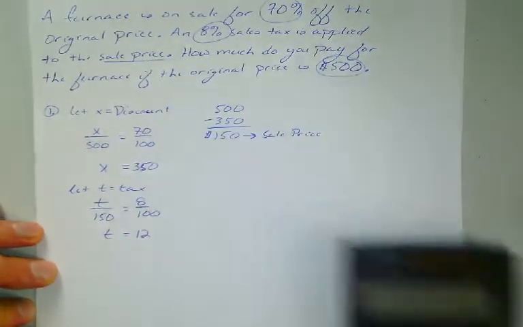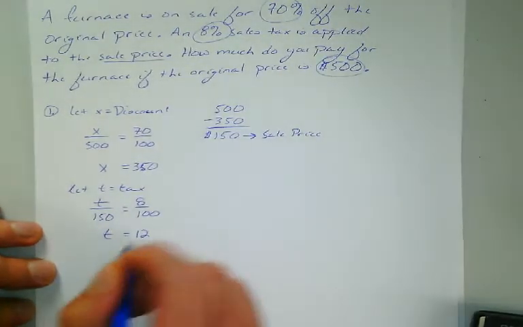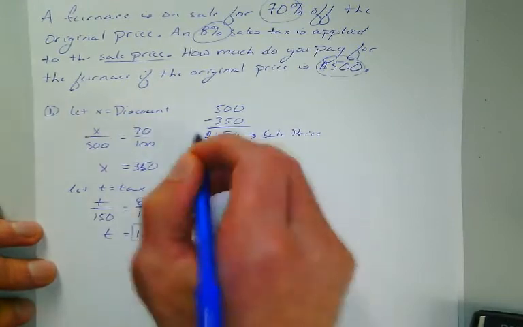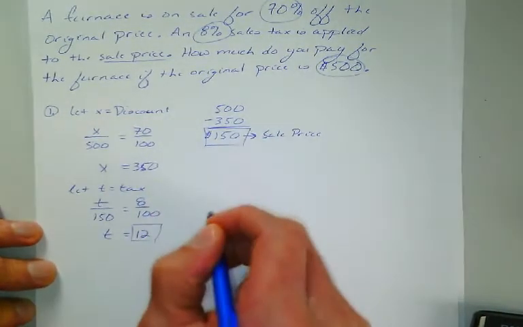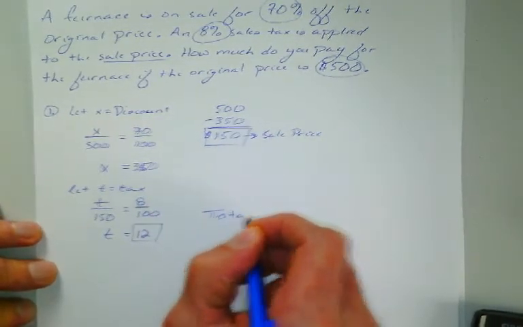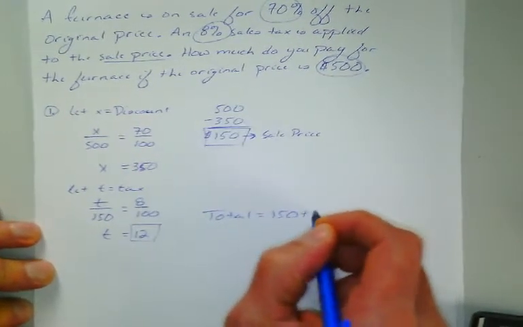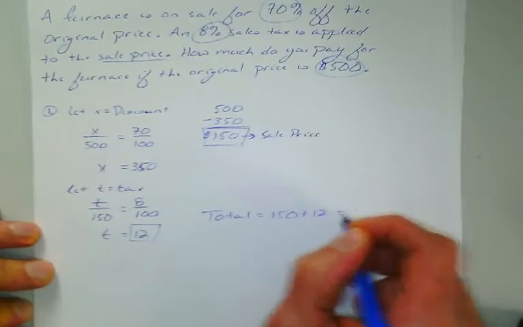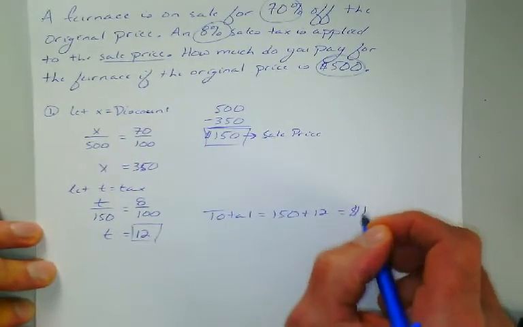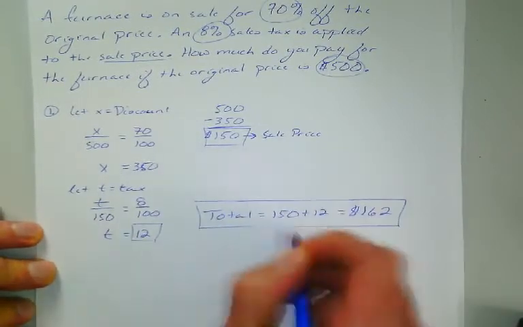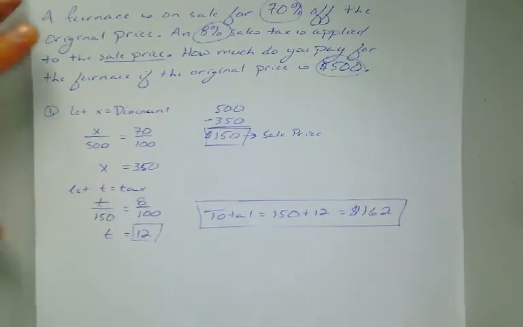Now taxes get added. So this is my tax. It now needs to get added to my sale price, which was $150. So my total that you pay for the furnace is going to be $150 plus 12, which gives me a total of $162. Now that's a cheap furnace. Those aren't realistic numbers. Furnaces cost thousands of dollars.